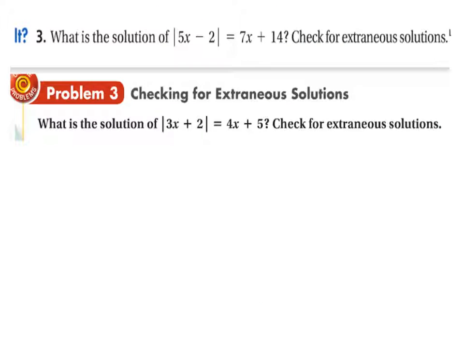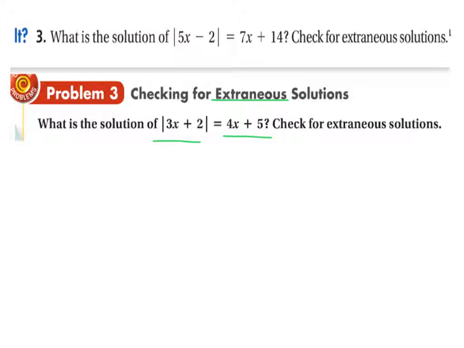Alright, so here, looking at solving these equations, the extra thing we have to worry about is extraneous solutions. On our previous problems, it was always just absolute value equaling a positive number, whereas now we have a whole algebraic expression there. The difference is that positive number is always a positive number. The algebraic expression is positive for some values of x and negative for others.